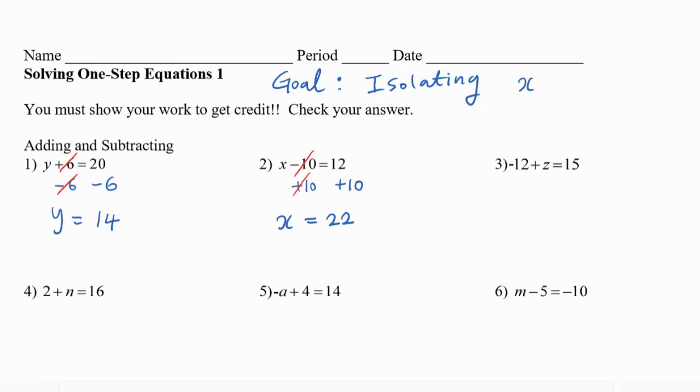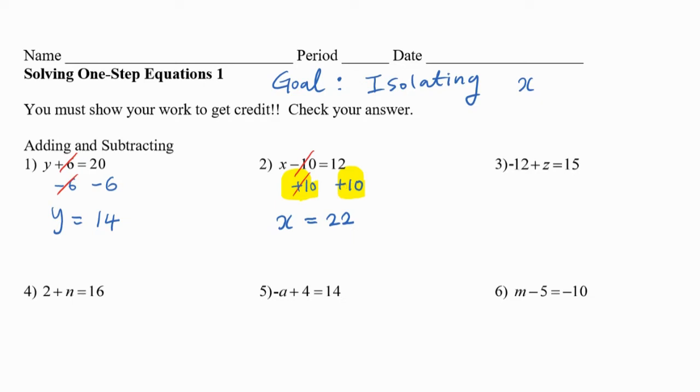Alright everyone, remember this. Whatever you do on one side, you're adding 10 on the right hand side, you have to do the same thing on the other side. You're adding 10, you're doing the same thing on the left hand side. Okay? Whatever you do on one side, you have to do the same thing on the other side.